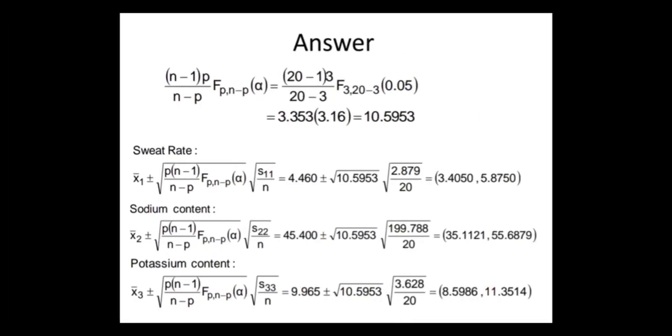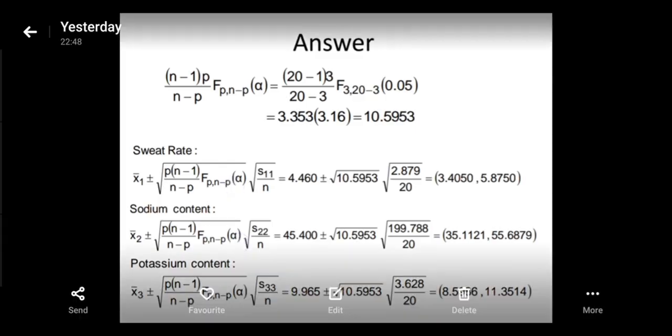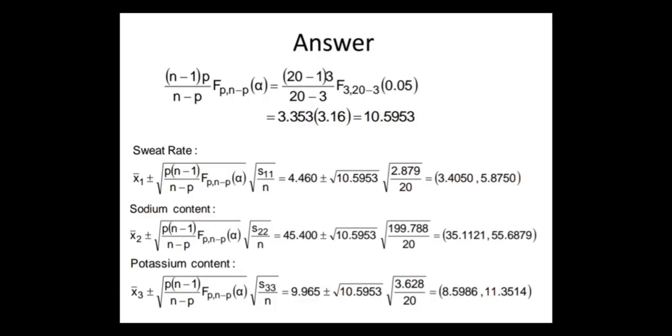Okay, let's see the formula. So for each of the confidence intervals that we need to calculate here, we need the value of this distribution, which is the value of c square here, (n minus 1)p divided by (n minus p), multiplied by the F distribution with degrees of freedom p and n minus p.